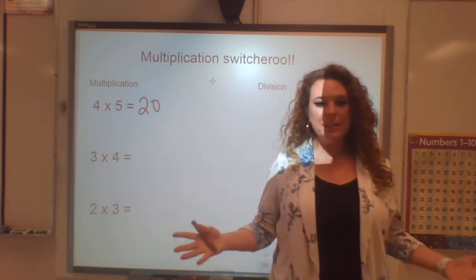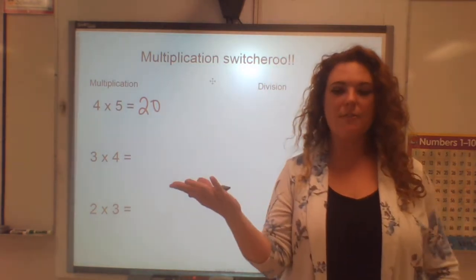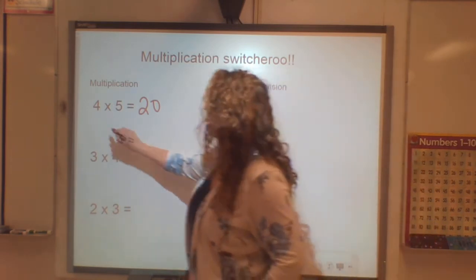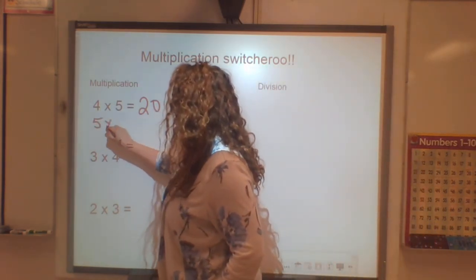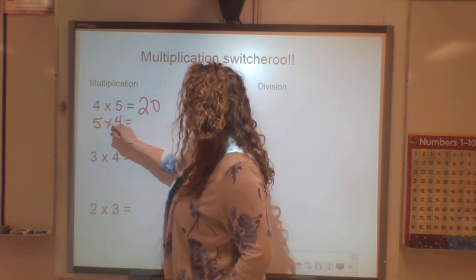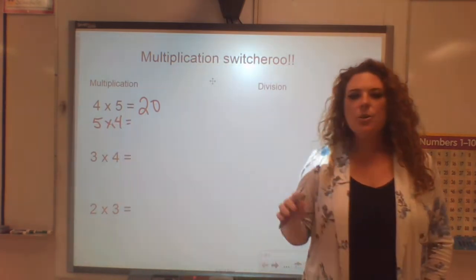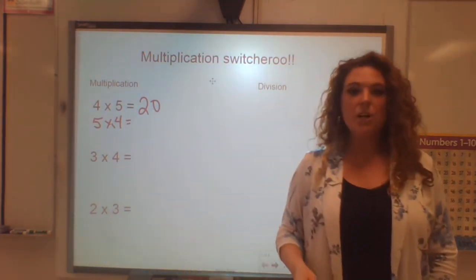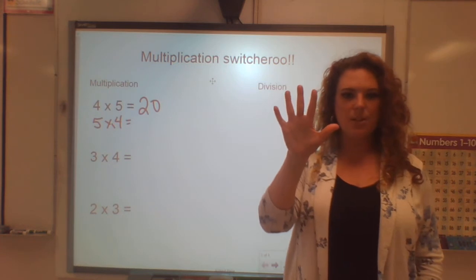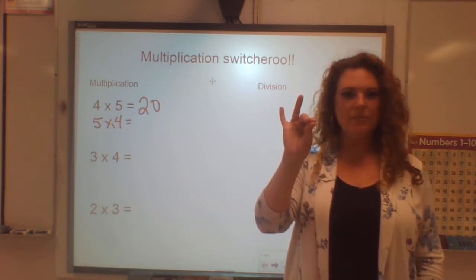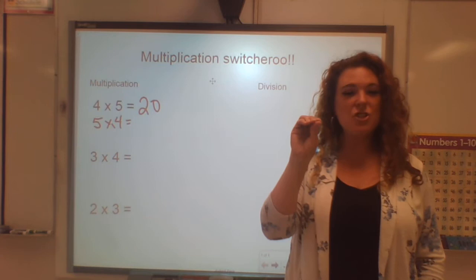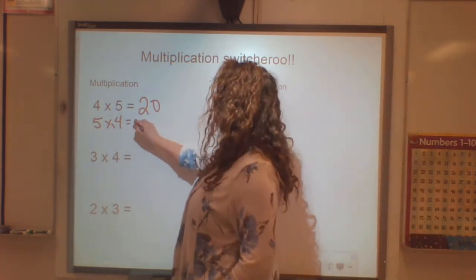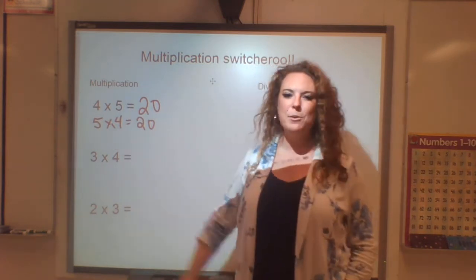Now, the commutative property says that if I switch those factors in multiplication, so instead of 4 times 5, I say 5 times 4, it actually equals the same thing. So I'm going to show you. If you don't already know that 5 times 4 is 20, you can also count by 4's 5 times: 4, 8, 12, 16, 20. I've just counted groups of 4, 5 times. Now, if you already have one of those memorized, you have them both memorized.